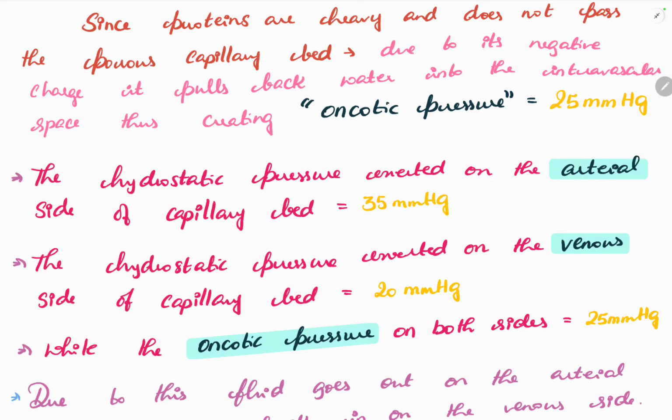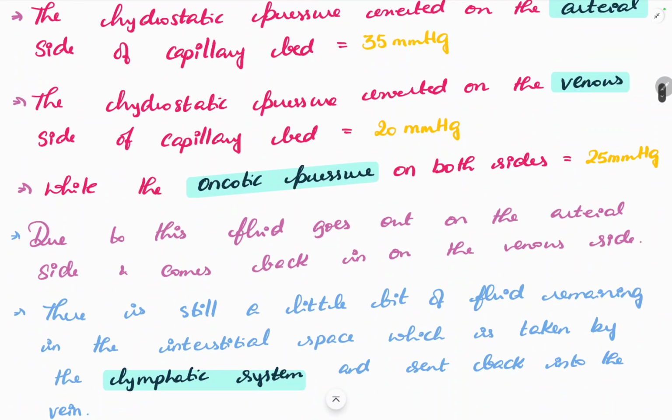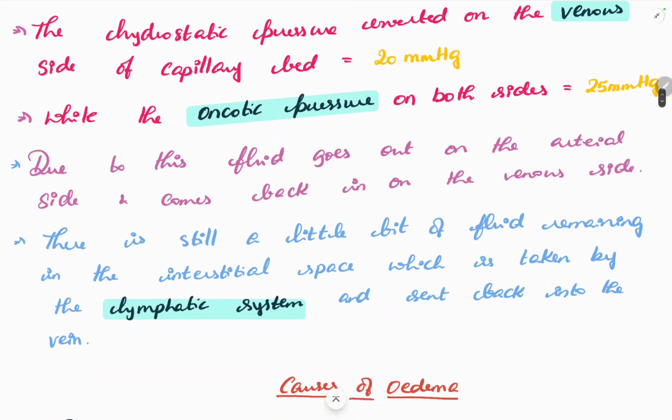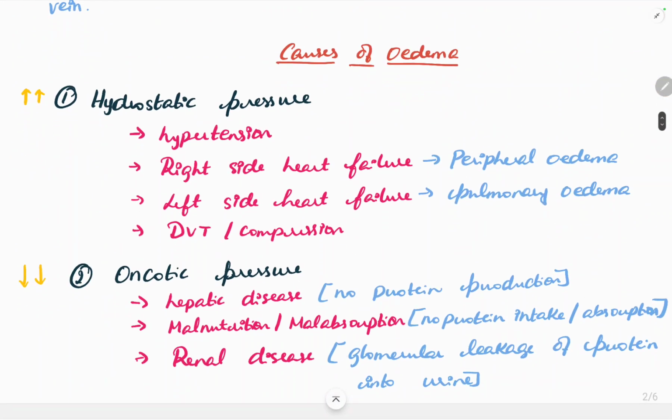What else did we see? The arterial side of the capillary hydrostatic pressure is going to be 35, whereas the venous side is going to be 20. Whereas the oncotic pressure is going to be the same on both sides, which is 25 millimeters of mercury. Due to this, fluid goes out on the arterial side and comes back into the venous side, right? But there is a little bit of fluid which is going to remain. That little bit of fluid is going to be taken up by the lymphatic system, which is again sent back into the vein. Okay, this was about the mechanism.